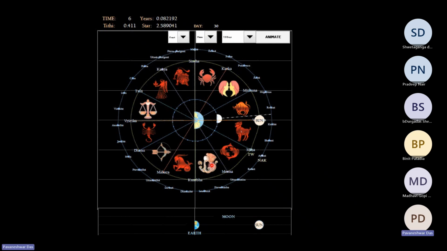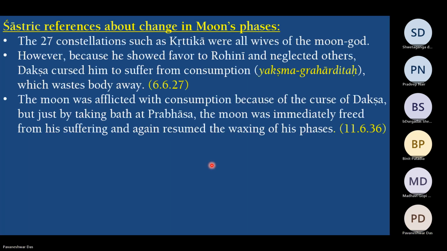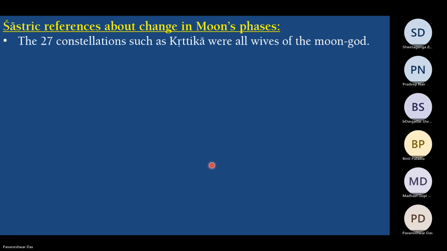So this is the physical phenomenon because of the relative motion of the sun and moon. We say that the moon is gradually becoming visible and becoming invisible for every fortnight. And there is a Shastric understanding also for this. Bhagavatam also talks about it, and Mahabharata also talks about it.